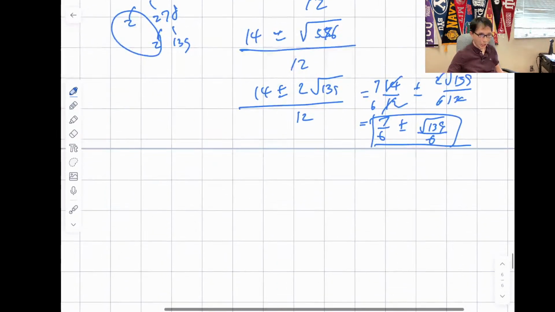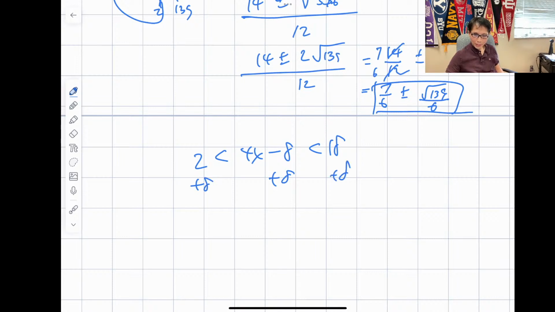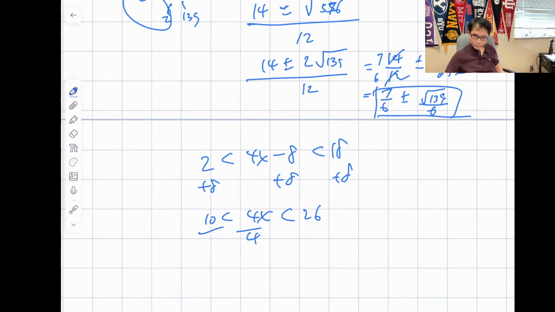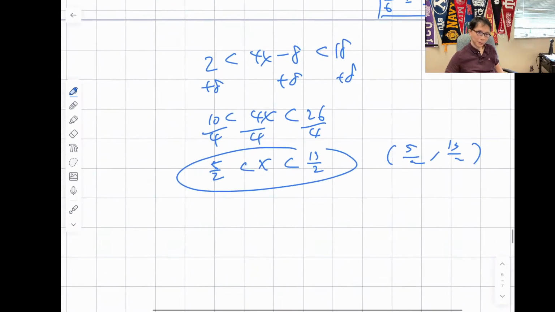Okay, I'm gonna keep on going. Speed run. 2 less than 4x minus 8 less than 18. You plus 8 on all of them. This is called compound inequalities. You learned this in Algebra 1. So that's why it's parentheses. Sorry, I'm speed running this.